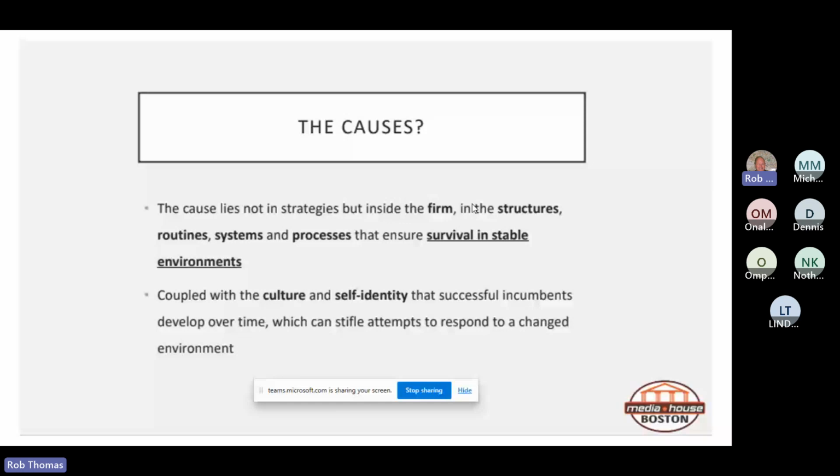Okay, so it could also be the strategy. Okay, and you can see over here, coupled with the culture and self-identity that successful incumbents develop over time, which can stifle attempts to respond to a changed environment. So in some cases, for example, you'll walk into an organization, they'll say, oh, that's the way we've always done it. Famous last words, unless you're specifically creating a historical, culturally significant, culturally relevant brand to a specific time period, that's the way we've always done it, is not necessarily a good way to move forward.